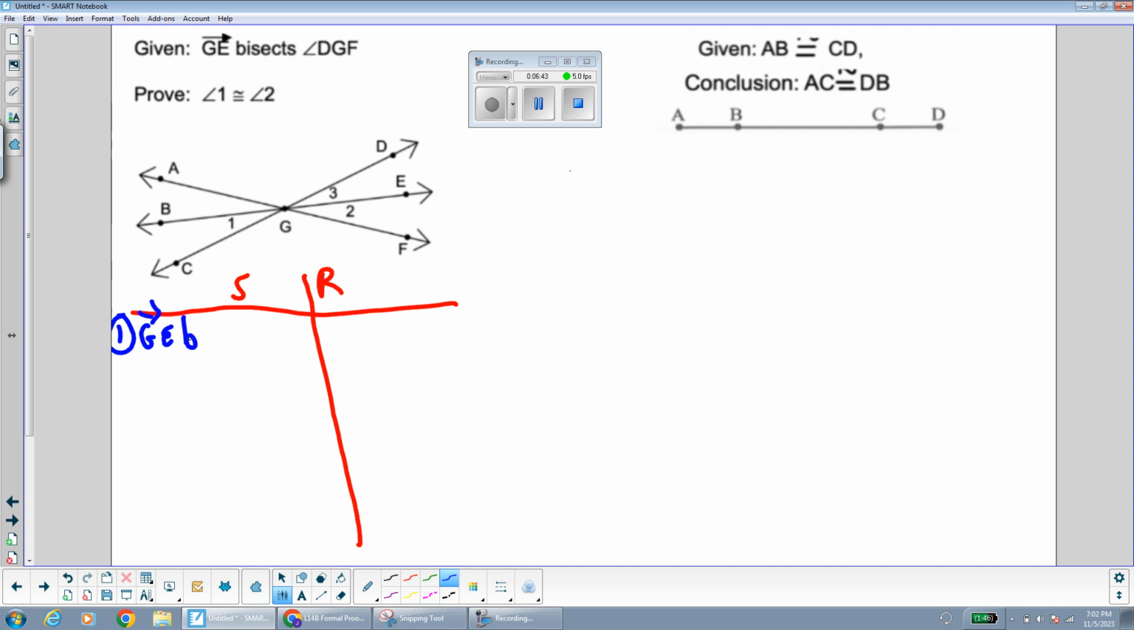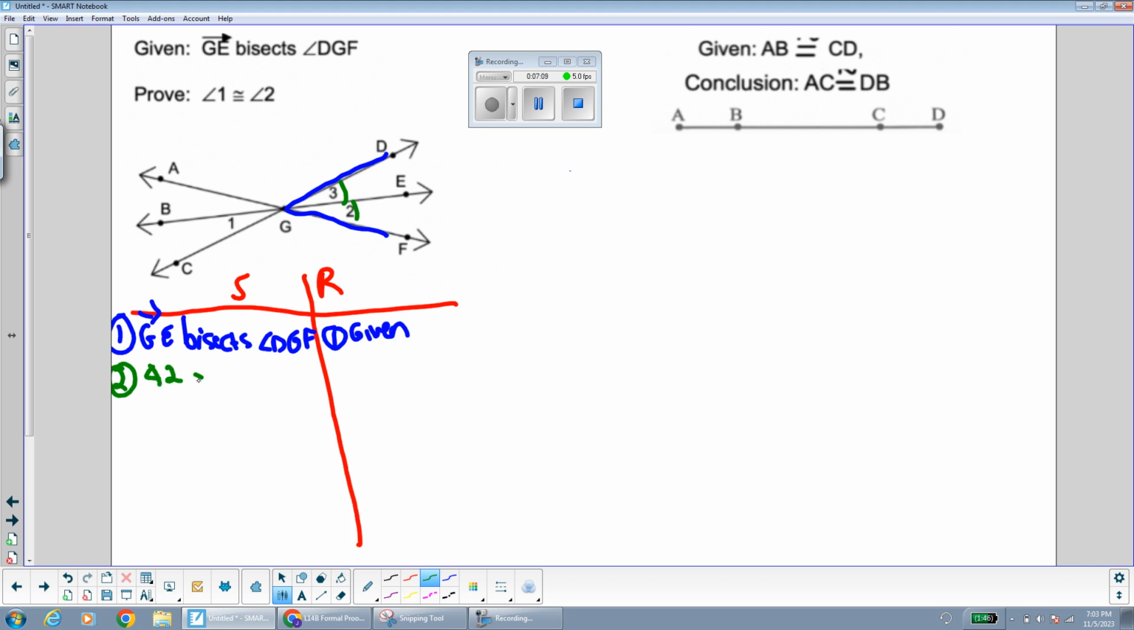GE bisects angle DGF, and that is given. Here's angle DGF, and if it's getting bisected, that means it's being split into 2 equal parts. And here, those 2 equal parts are angle 2 and angle 3. I'm going to get that down in my proof as well, because I just drew that conclusion.